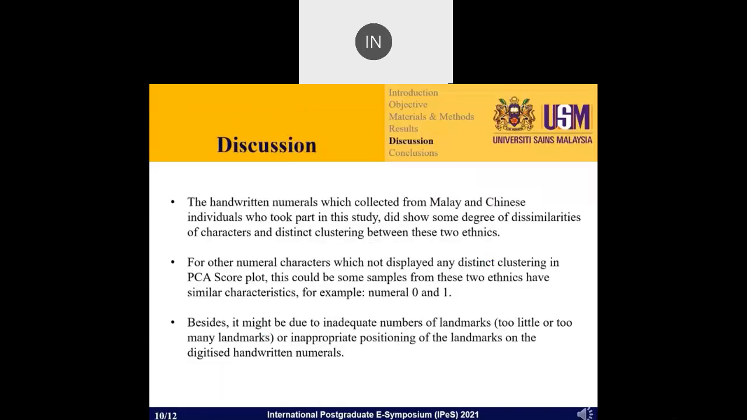The handwritten numerals collected from the Malay and Chinese individuals did show some degree of similarity and dissimilarity of characters. In this case, numerals 3, 5, 8, and 9 showed distinct clustering between these two ethnicities. However, for other numeral characters which do not display any distinct clustering, probably some samples from these two ethnicities appeared similar in characteristic, for example numeral 0 and 1. Besides, it might be due to an inadequate number of landmarks or probably incorrect positioning of landmarks on the digitized handwritten numerals, or simply because the handwritten numeral samples indeed appear similar.